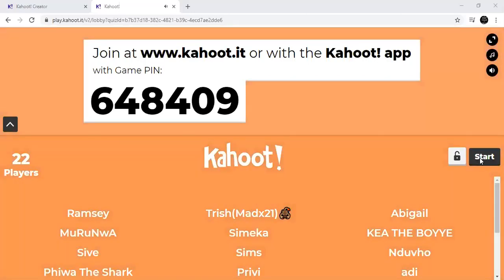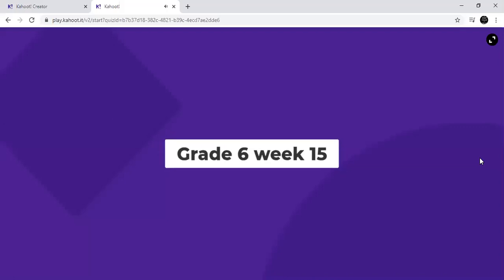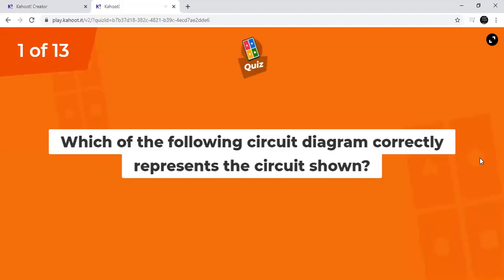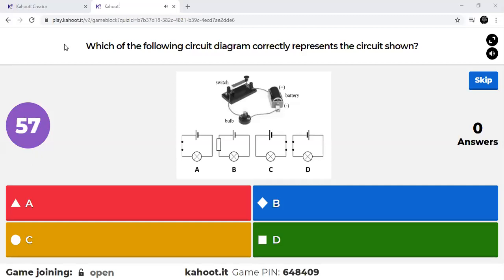Okay, the music was nice, guys. I enjoyed it. 3, 2, 1, get ready. First question. Which of the following circuit diagrams correctly represents the circuit shown? And you guys have a minute for this question. All right, Triasha, I see. Think carefully and answer correctly.